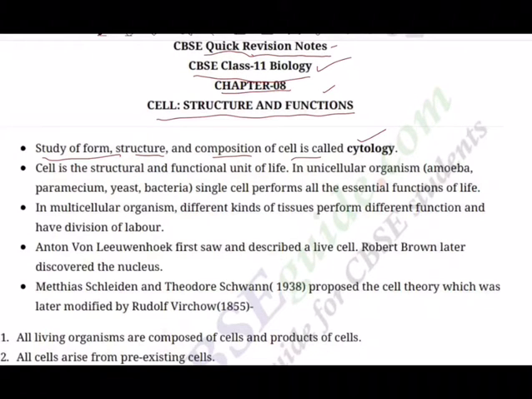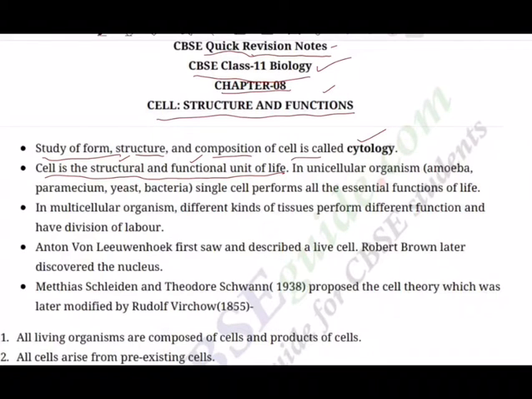So what is a cell after all? The cell is the smallest entity that is capable of independent existence and carrying out all essential functions of life. That's why we say it is a structural and functional unit of life. When we say structure, it refers to size and shape. When we say function, it is the duty that it performs, the properties that it exhibits.